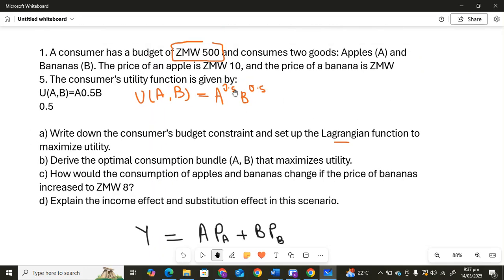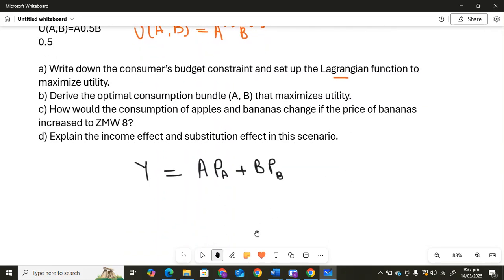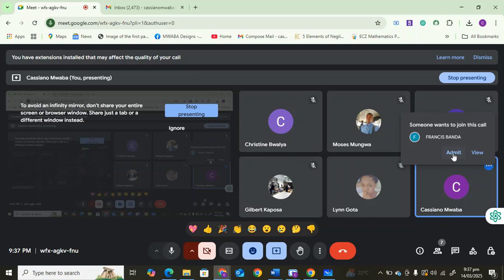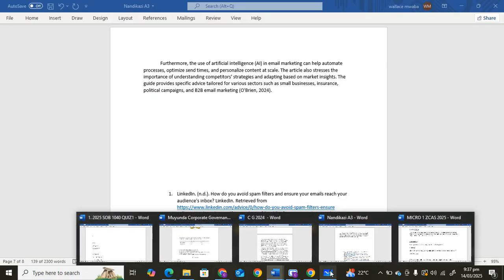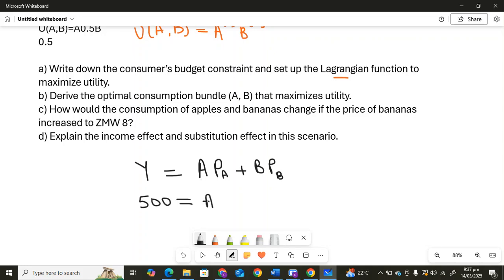So we've been given that information here. The price of an apple is 10 kwacha. The price of a banana is 5 kwacha. So in our budget constraint equation, Y, the amount of money we have, is 500 kwacha. A, we haven't been given A yet. The price of good A, the price of apples, is 10 kwacha, so we'll put here 10A. Then the price of bananas is 5 kwacha, so we're going to put 5B here. So this is our budget constraint equation. Any questions?